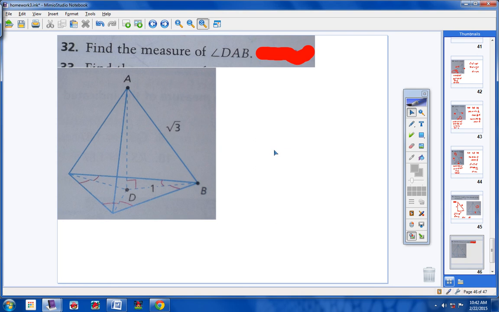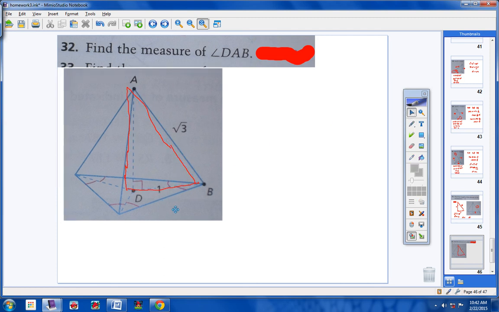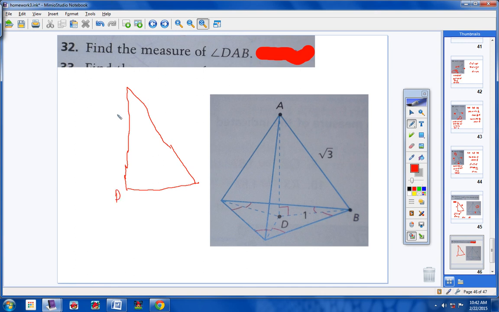Find the measure of angle DAB, okay? DAB. So here it is. Here's D. Go up to A, and then down to B. Well, guys, once again, we're dealing with the same right triangle. So I'm going to pull this figure out of the way here, and I'm going to label this D, A, B. This is a length of 1. This is square root of 3.